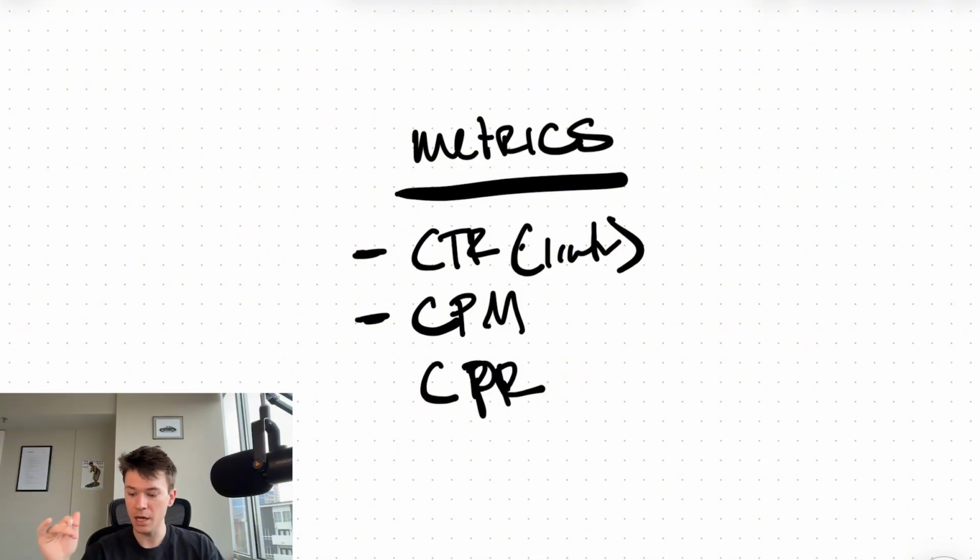So why click-through rate link? Why CPMs? Why cost per result? Well, cost per result just tells me, okay, if my baseline's $30 cost per result and all of a sudden I spike up to 50, something's wrong, let me look at this. So it's a great leading indicator.